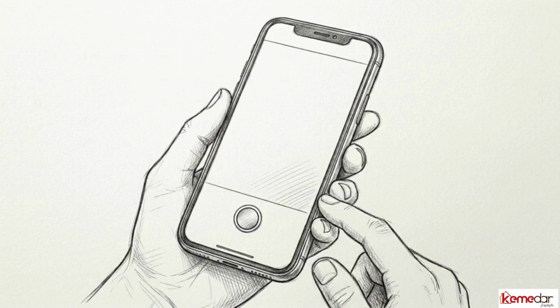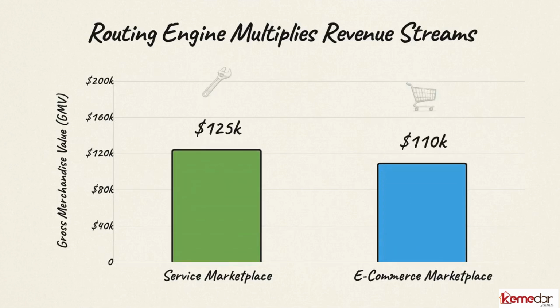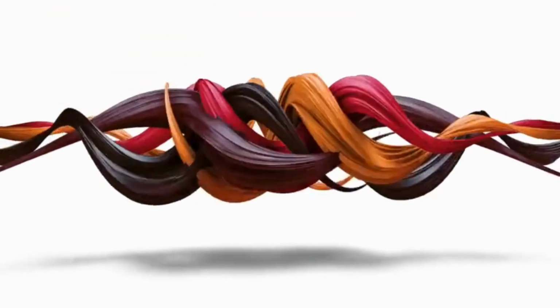In enterprise product design, AI is most effective when it operates silently. As a structural routing engine, it actively multiplies your revenue streams.